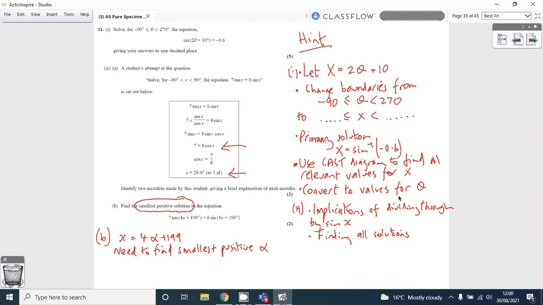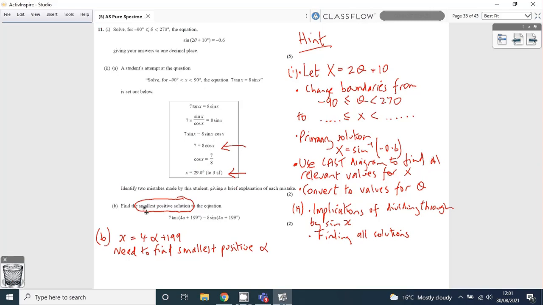Now for part 2, we've got to find the two errors. First of all, as we go from line 3 to line 4, we've divided through by sin x. So think of the implications of dividing through by sin x. Do we lose any solutions? And then secondly, the second error: yes, x equals 29 is a valid solution, but are there any other valid solutions to cos x equaling 7 over 8 between minus 90 and plus 90?